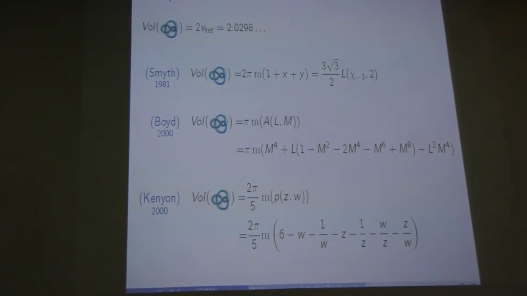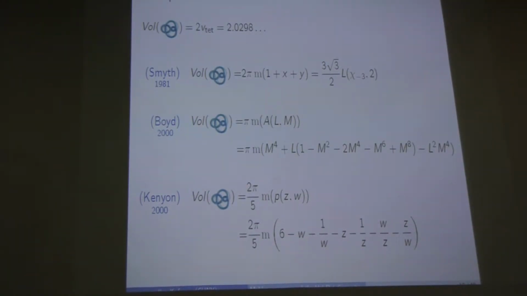So here's a comparison of how this volume in Mahler measure shows up. It's kind of fascinating. The volume of the figure 8 knot is twice the volume of the regular ideal tetrahedron, 2 v_tet. Smith showed, as a remarkable discovery that opened the door to this line of research, that 2π times the Mahler measure of 1 + x + y is related to a certain L-function. And that's giving you the volume of the figure 8 knot.